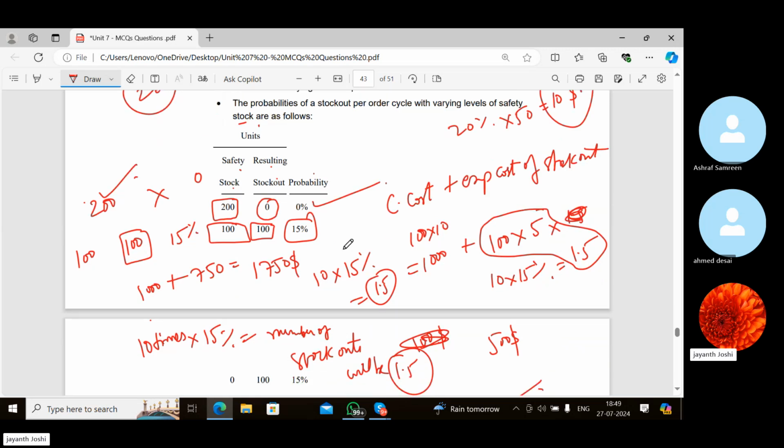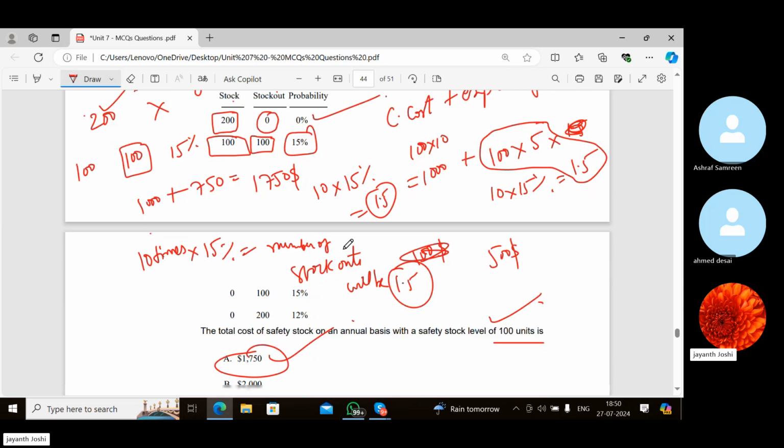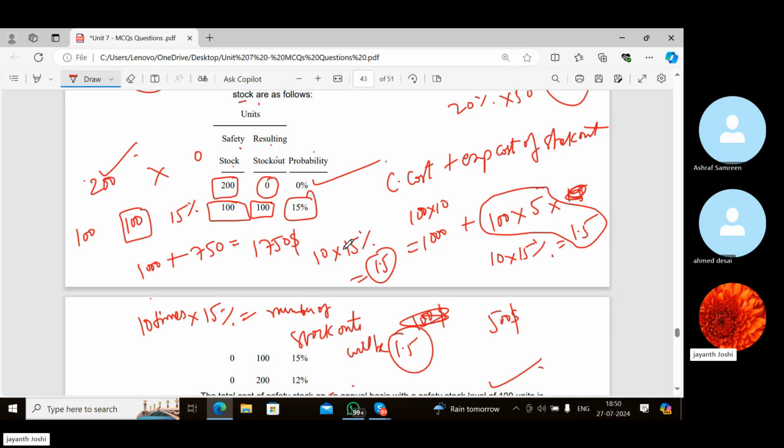You need to understand first that we have found out the carrying cost, $1000. Then expected cost of stock out, where probability comes into picture. So $5 is the stock out cost. 100 units you always want to maintain as safety stock, and if you make 10 orders in a year, 15% of that is 1.5. So this is the number of stock outs that can happen in a year. 1.5 times multiplied, we got the expected cost of stock out. So the total cost is 1750. Please make a note.